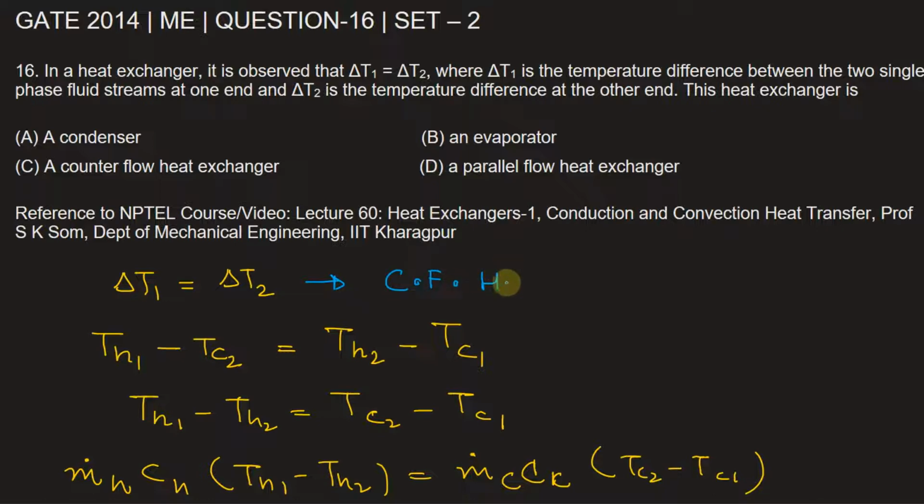Therefore, delta T1 is equal to delta T2 is only possible in case of a counterflow heat exchanger. For a parallel flow heat exchanger, delta T1 is always greater than delta T2. And this is also not true for a condenser or an evaporator. Therefore, option C is the correct choice.